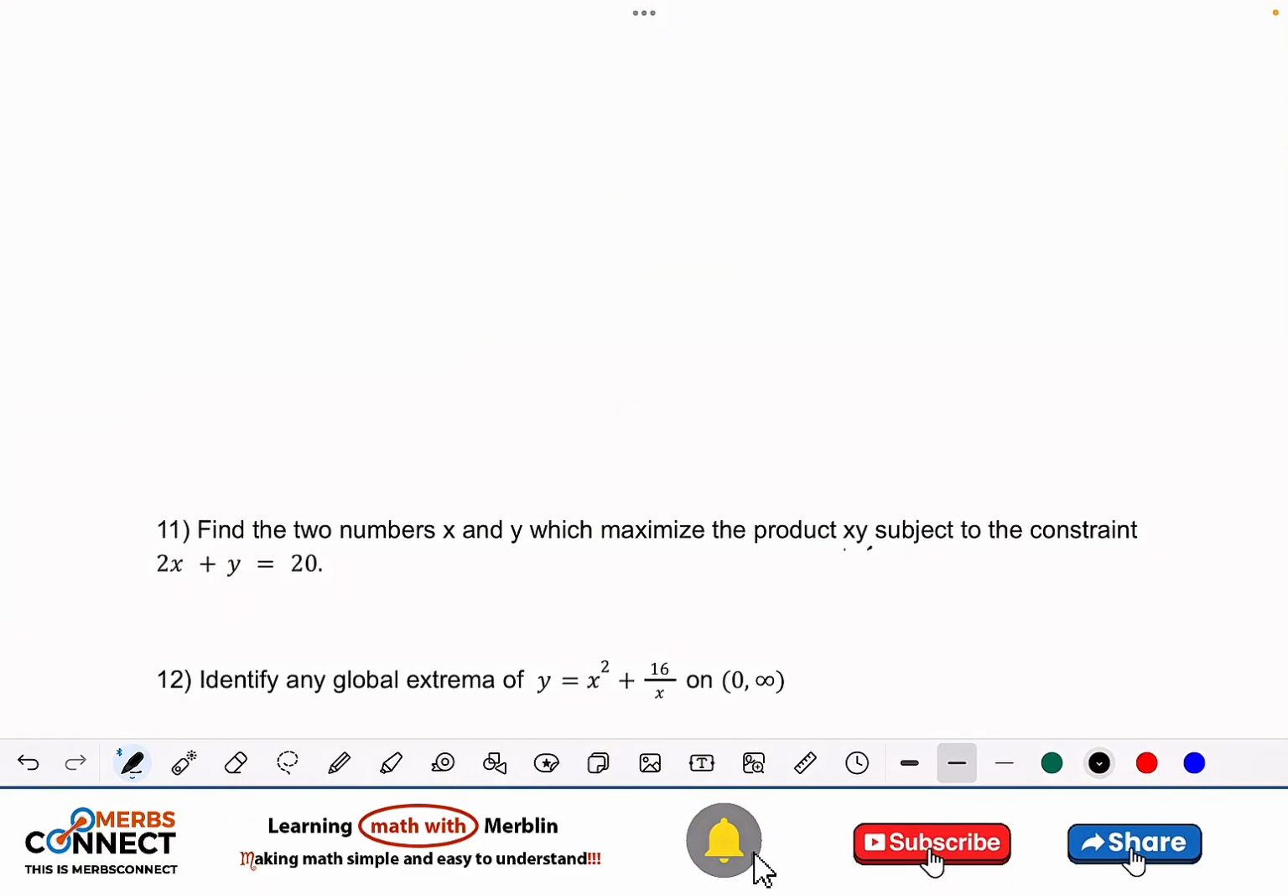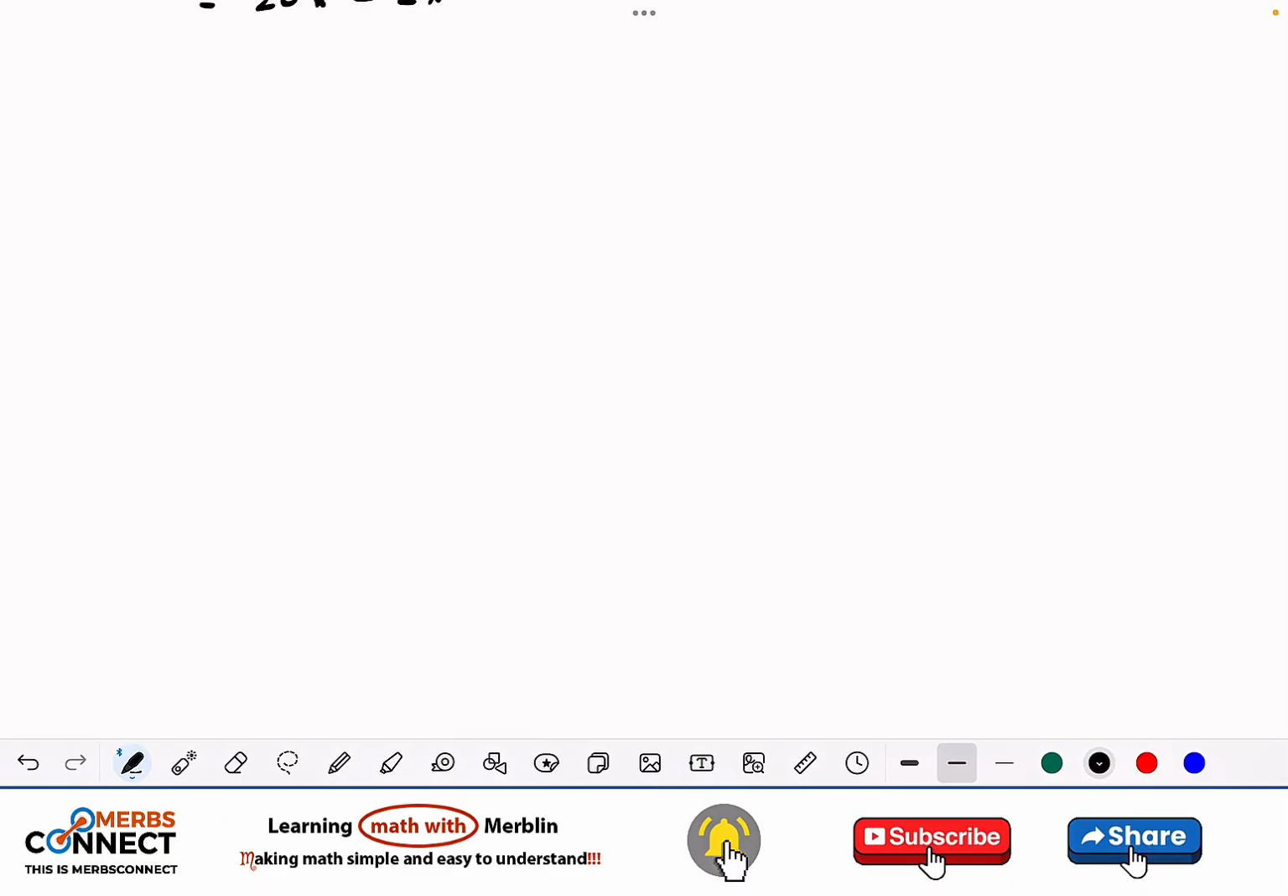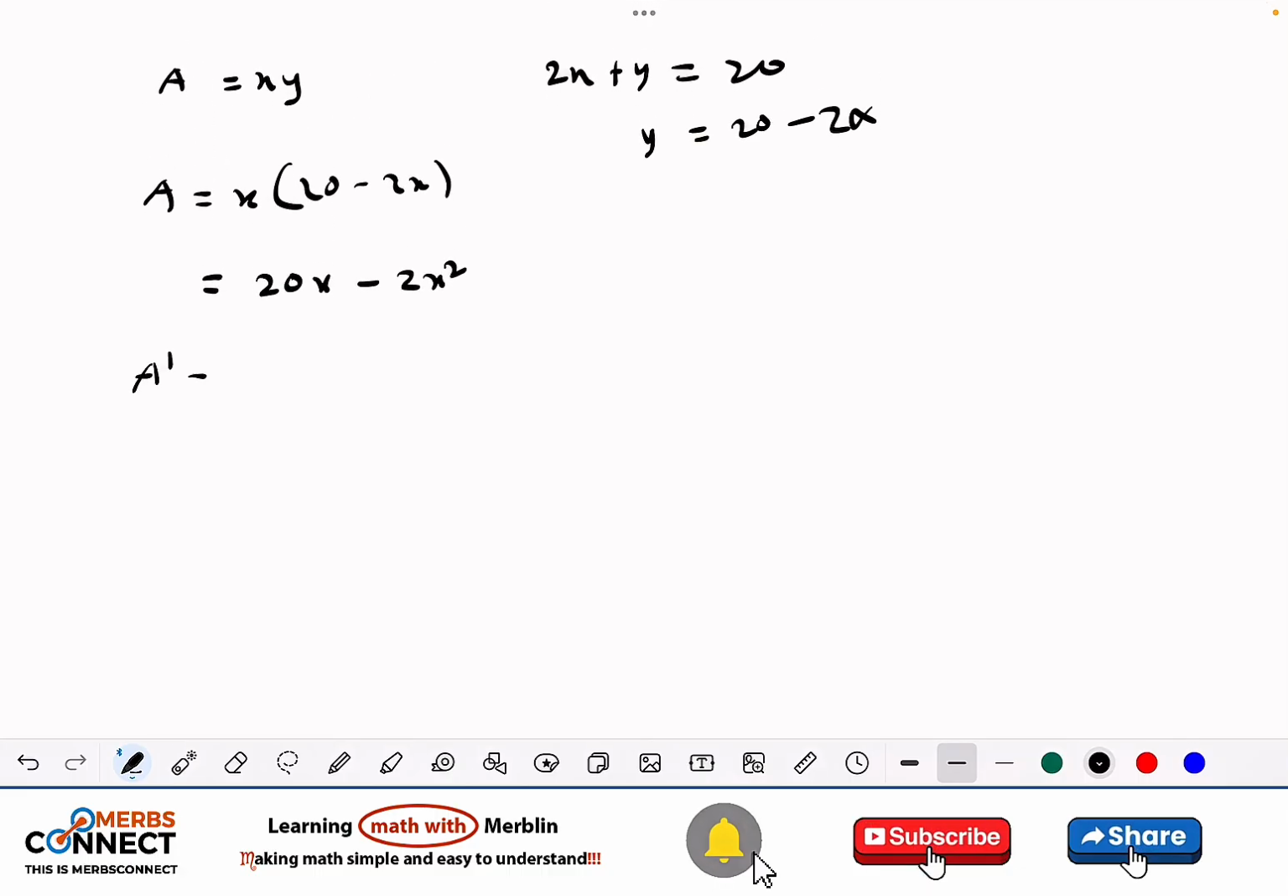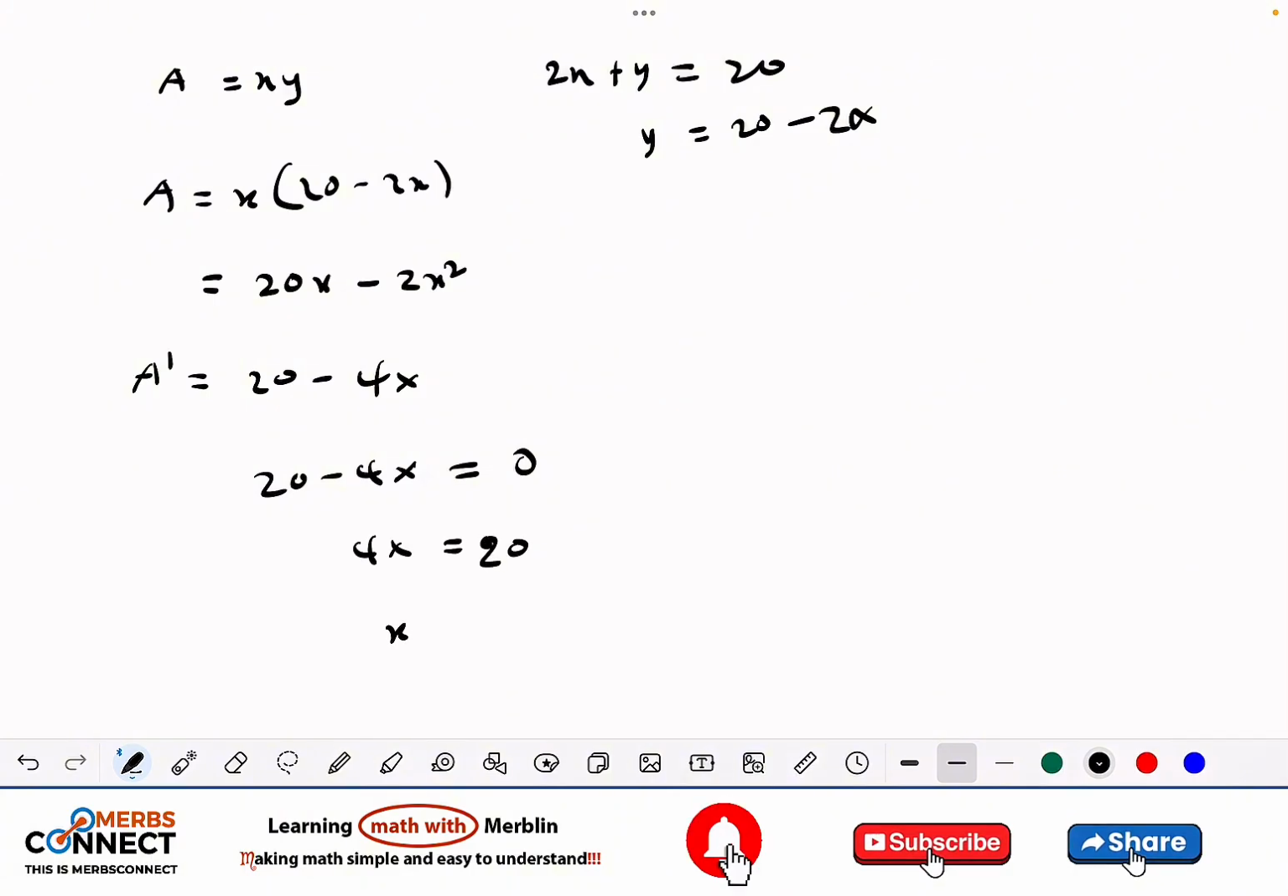We want to maximize it, so we need to differentiate the area. So A prime will be equal to 20 minus 4x. Set this to 0, because this one is not quadratic, it's just a linear function. So 4x will be equal to 20, and then x should be equal to 5. We can test this to see that indeed this is what is going to maximize.